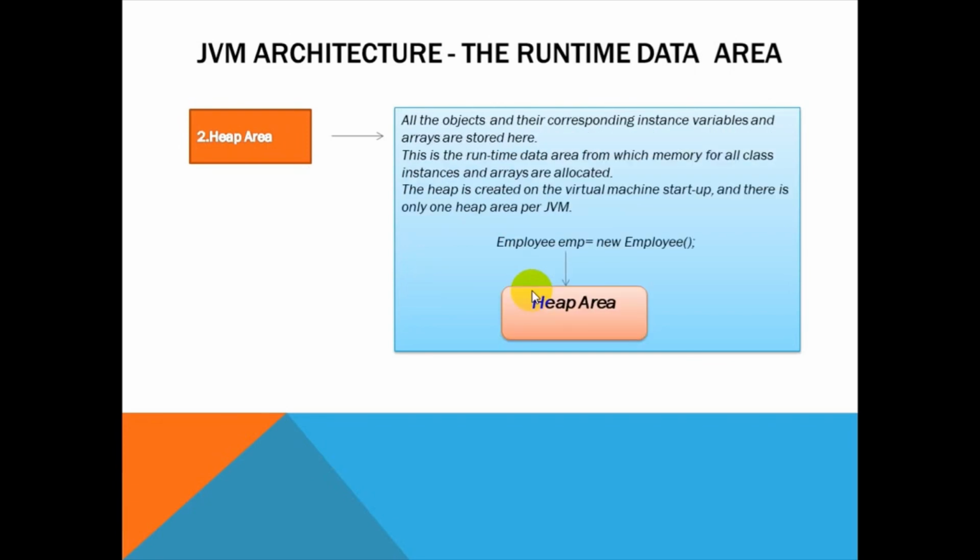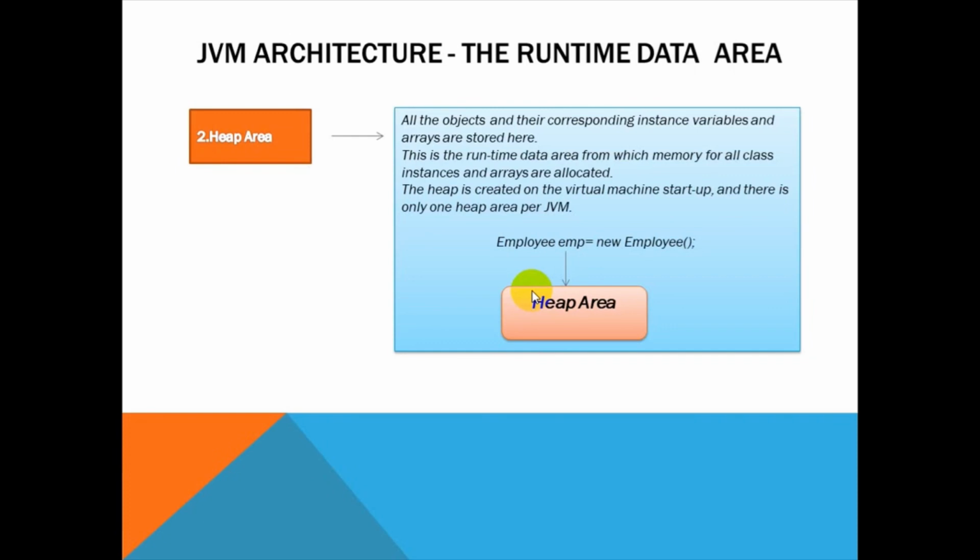Next, we have heap area. All the objects and their corresponding instance variables and arrays are stored here. This is the runtime data area from which memory for all class instances and arrays is allocated. The heap is created on the virtual machine startup and there is only one heap area per JVM.